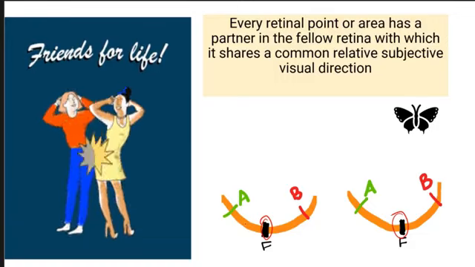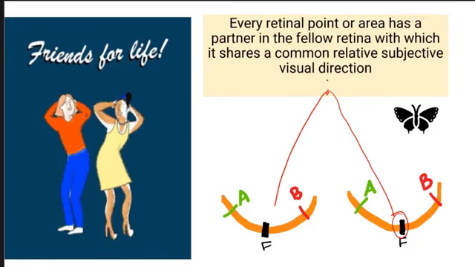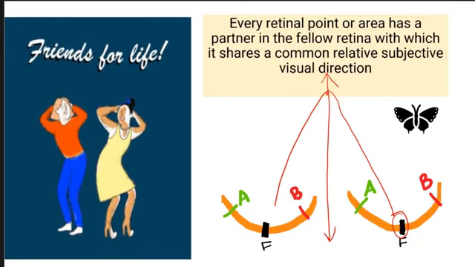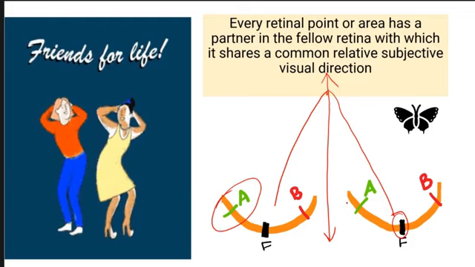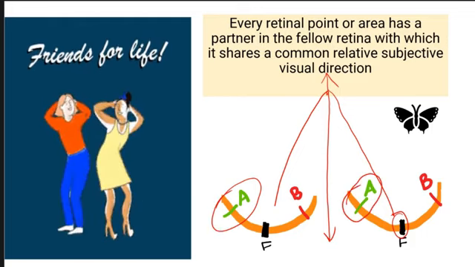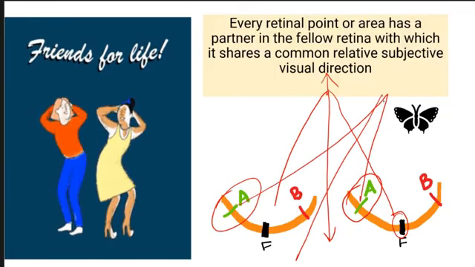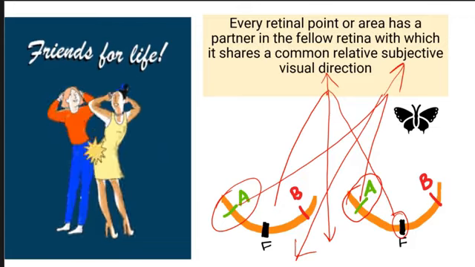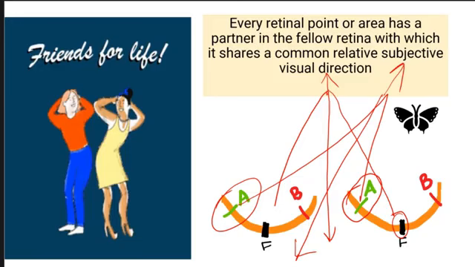So what I mean to say is, just like for fovea, this is one fovea, this was another fovea, and the common subjective visual direction was like this. Similarly, suppose this is a point A on one eye, it will have a similar point A on the other eye as well, and they are going to have one common subjective visual direction at which they are going to localize the image that is seen, right?